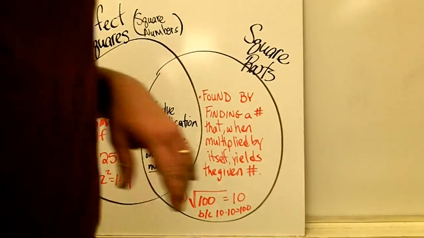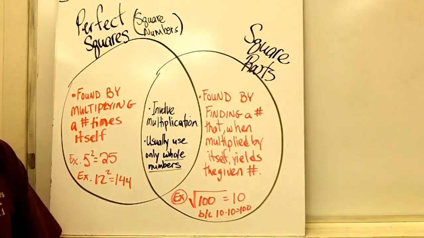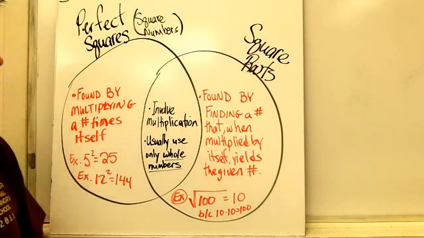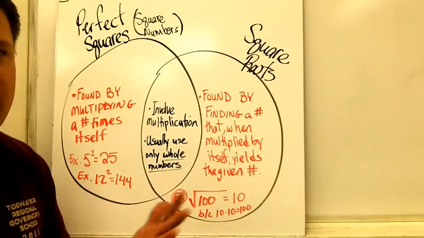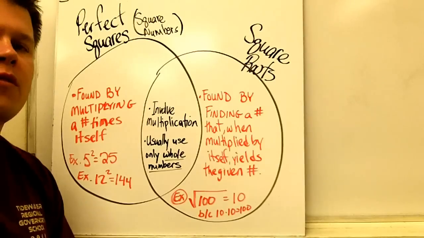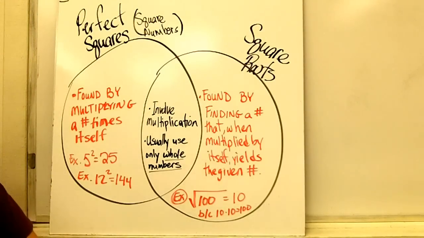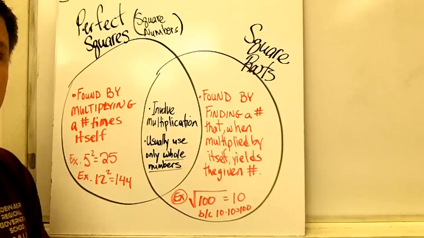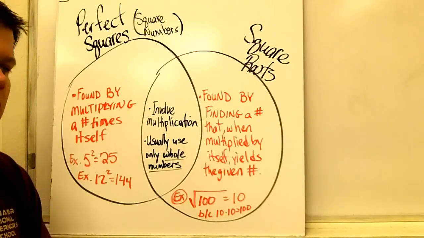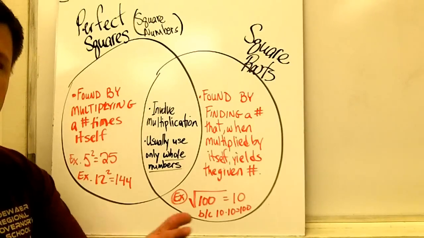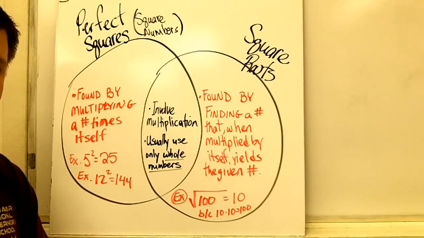We're talking about perfect squares and square roots today, which I like to call inverses of one another, and I may not be technically correct in that, but they're kind of related in a way, just like multiplication and division are related, and just like addition and subtraction are related. When we talk about perfect squares, we find perfect squares by multiplying a number times itself. For instance, 6 times 6, or 7 times 7, or 20 times 20. And the number that is the result, the product of that, is what we call a perfect square.